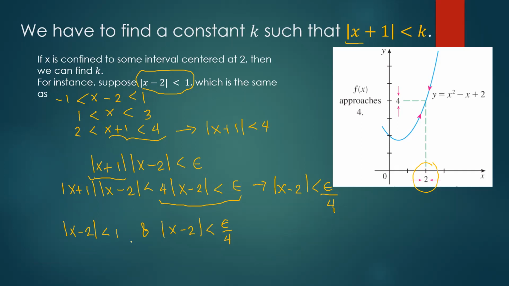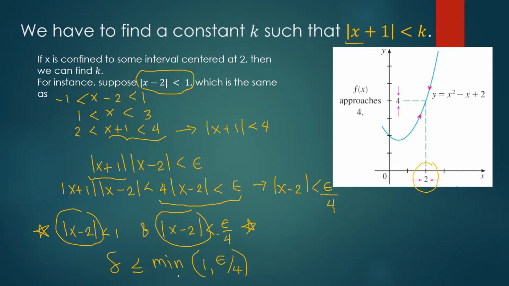So, that means para ma-meet tong parehong objectives na to, this one and this one, ibig sabihin, this is less than delta. This is also less than delta. So, that means the delta must be less than or equal to the minimum. That is how we write it. Kung sino mas mababa sa kanya, kung sino mas maliit. The minimum, which parang ibig sabihin, whichever is lower between 1 and epsilon over 4.